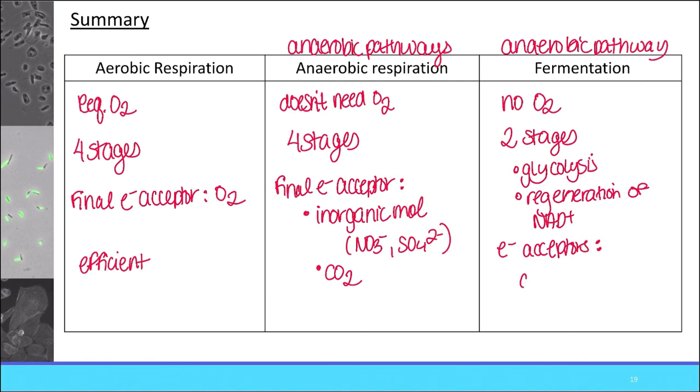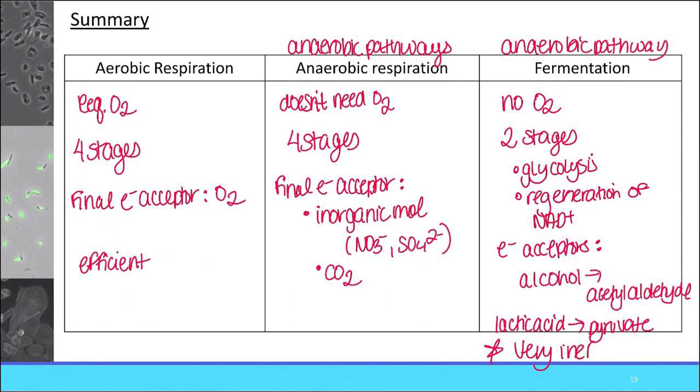And so we can split this up between alcohol and lactic acid fermentation. For alcohol fermentation, the final electron acceptor is acetaldehyde. And for lactic acid fermentation, the final electron acceptor is pyruvate. Fermentation as a whole is very inefficient. Compared to the 36 to 38 ATP that we get in aerobic respiration, we only get 2 ATP in fermentation. So that is the end of topic 16, which is anaerobic respiration and fermentation.